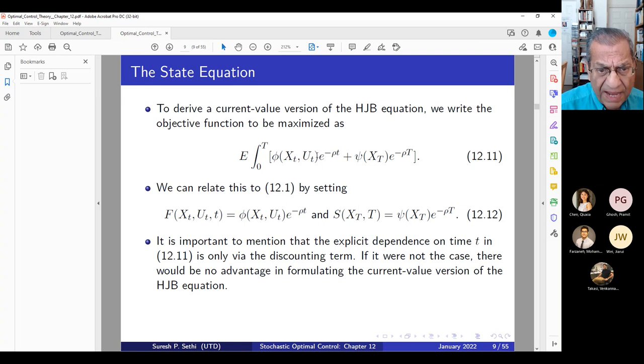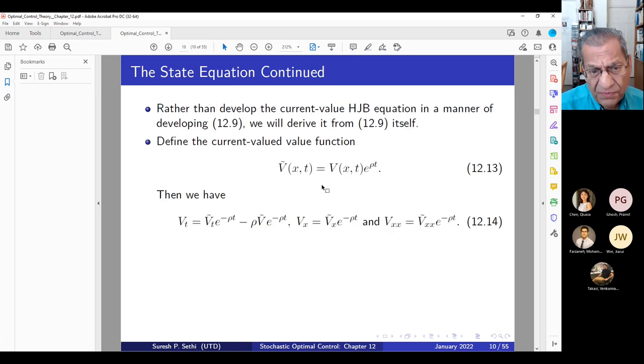The reason for discounting is when you have no t here. And generally speaking, you also don't do it in a finite horizon problem. You usually do it in just infinite horizon problems. But we want to derive a current value equation, and that is good for infinite horizon problems also. So we define f to be this way and s to be this way. This is the same as what we did in chapter 2 or 3.